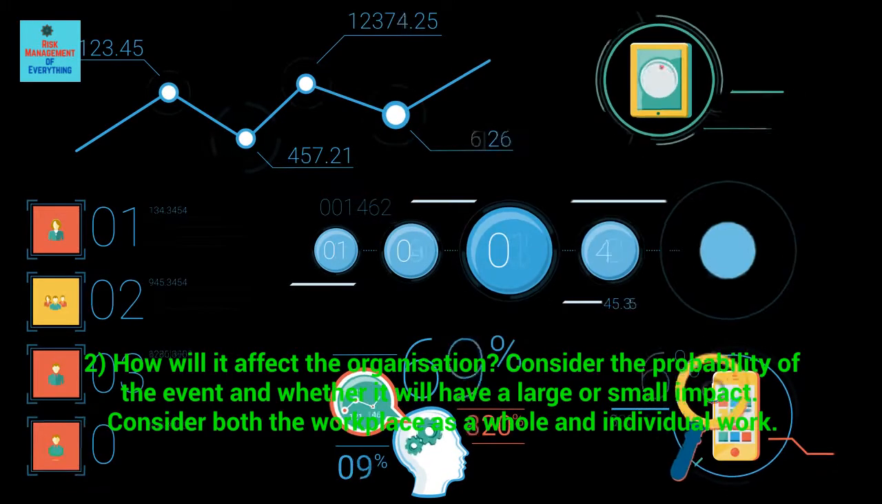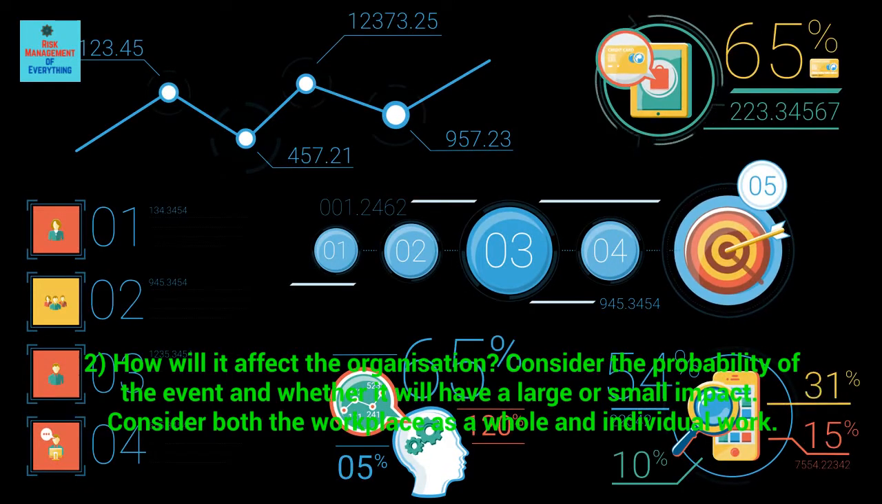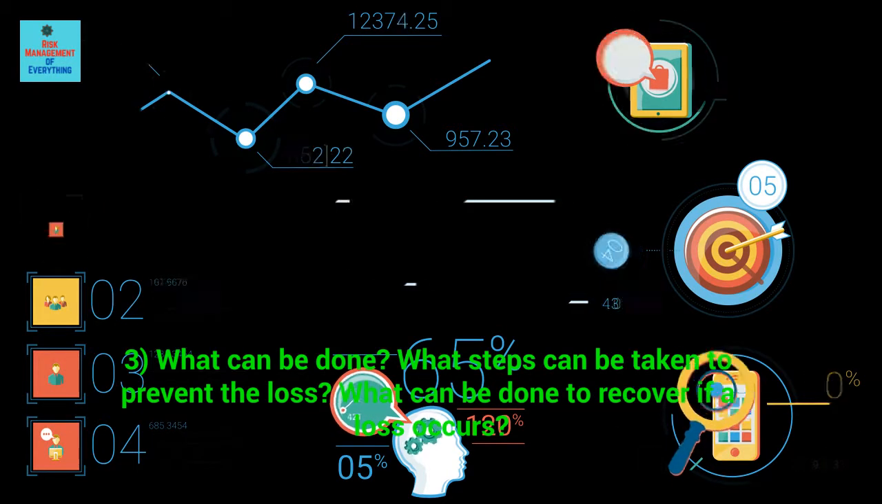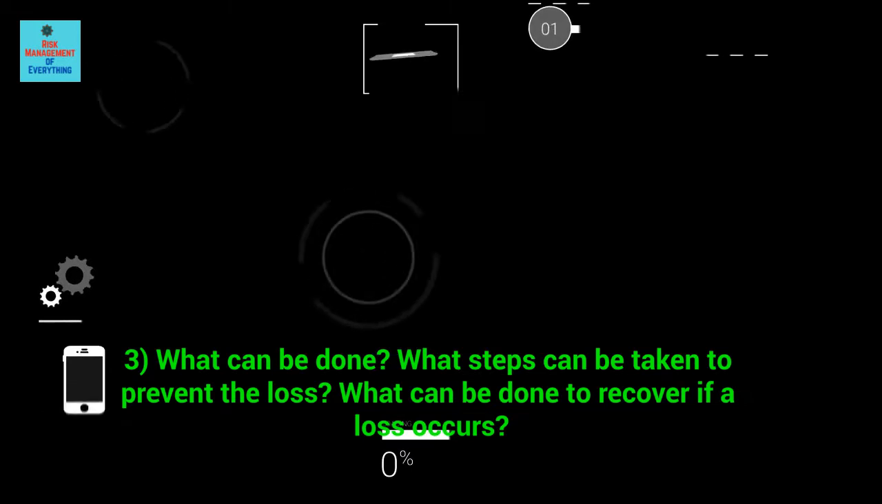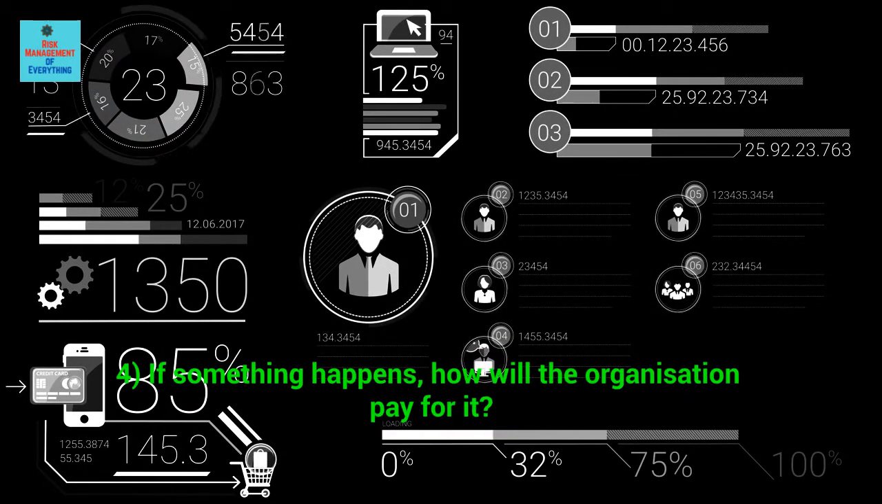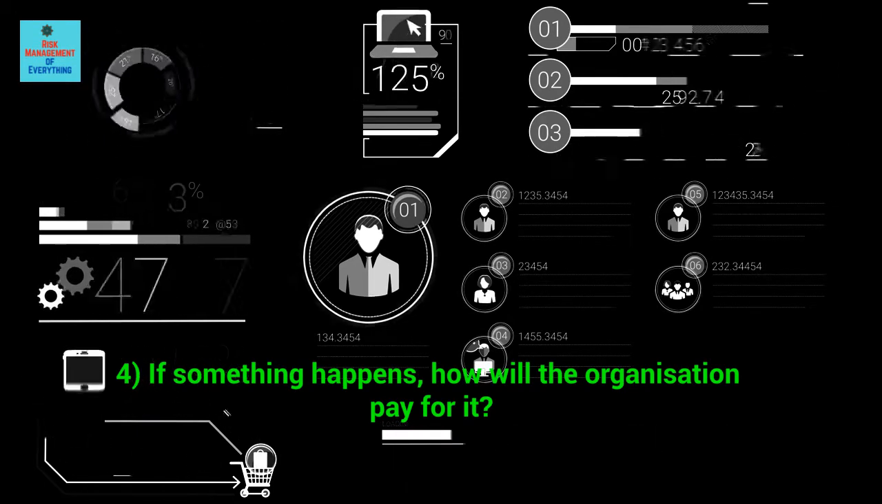Consider both the workplace as a whole and individual work. 3. What can be done? What steps can be taken to prevent the loss? What can be done to recover if a loss occurs? 4. If something happens, how will the organization pay for it?